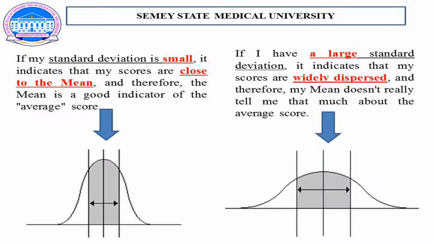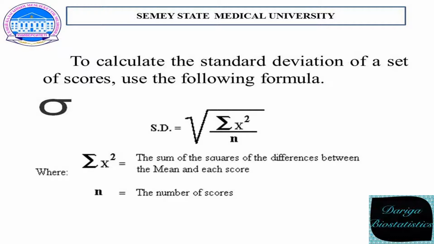The next illustrations are also normal distributions. First of all, if my standard deviation is small, it indicates that my scores are close to the mean, and therefore the mean is a good indicator of the average score. On the other hand, if I have a large standard deviation, it indicates that my scores are widely dispersed, and therefore my mean doesn't really tell me that much about the average score. To calculate the standard deviation of a set of scores, use the following formula, where we take the sum of squares of the differences between the mean and each score, and the number of scores.